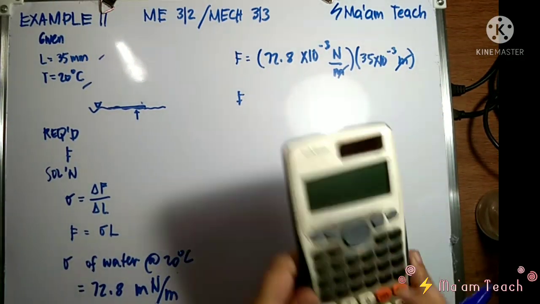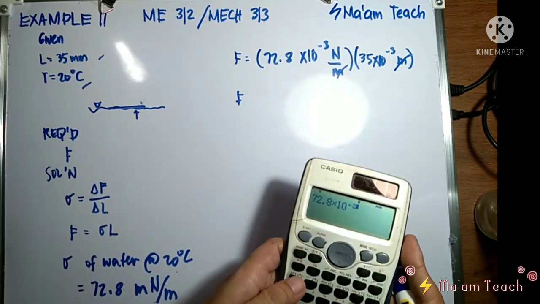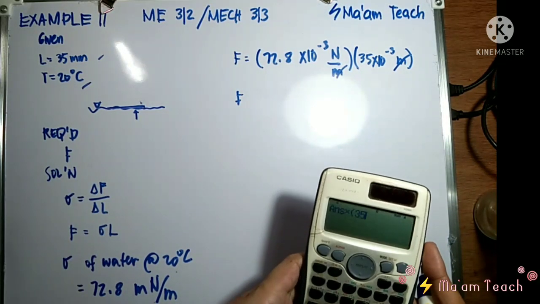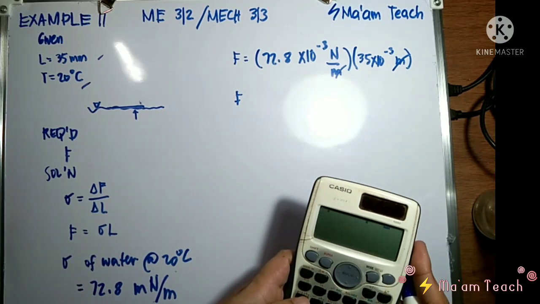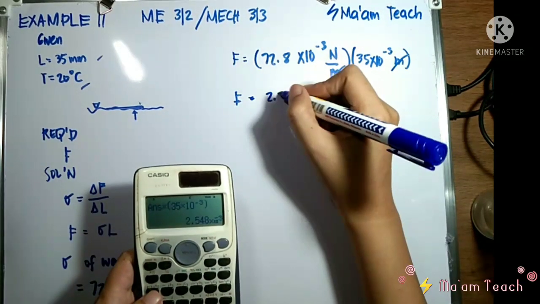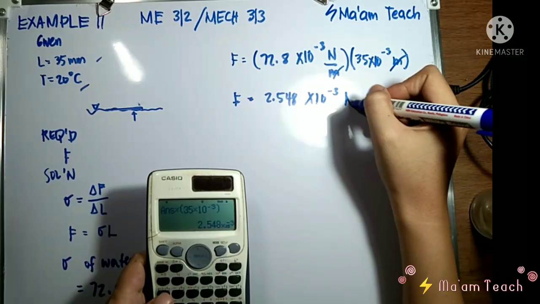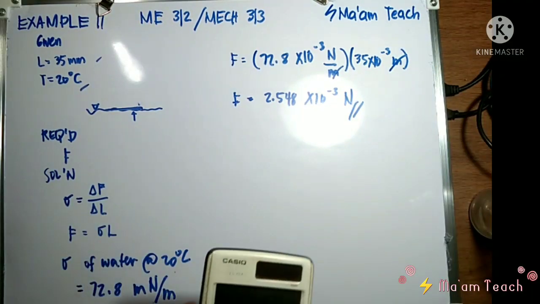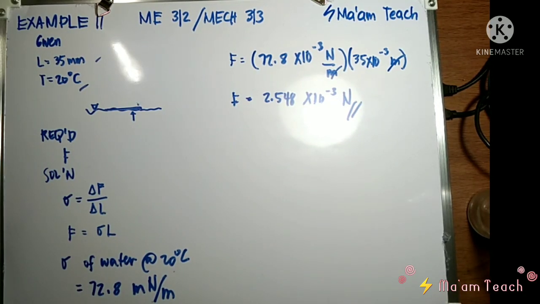So from here, class, we have 72.8 times 10 raised to negative 3 times 35 times 10 raised to negative 3. So that is 2.548 times 10 to the negative 3, and the unit is Newton. And that's it, class, the required force just to lift your needle to float in the water.